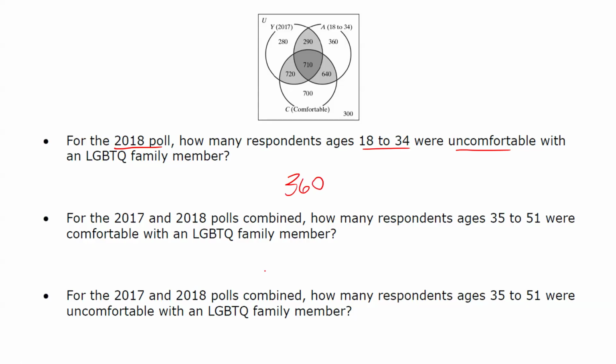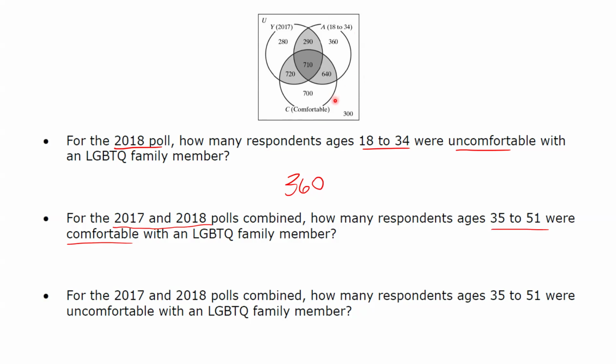Okay. All right. For 2017 and 2018 polls combined, how many respondents ages 35 to 51 were comfortable? Okay. So now for this one, we're looking at 2017 and 2018. So we're going to look at the values within the subset 2017 and all of the values outside of that subset as well, as they represent the values for 2018. So in other words, we're looking at all the values.